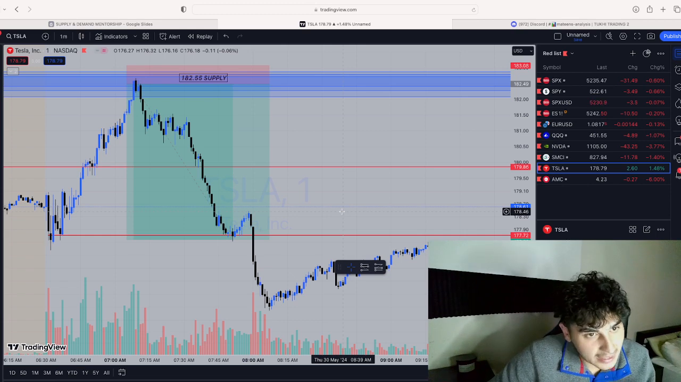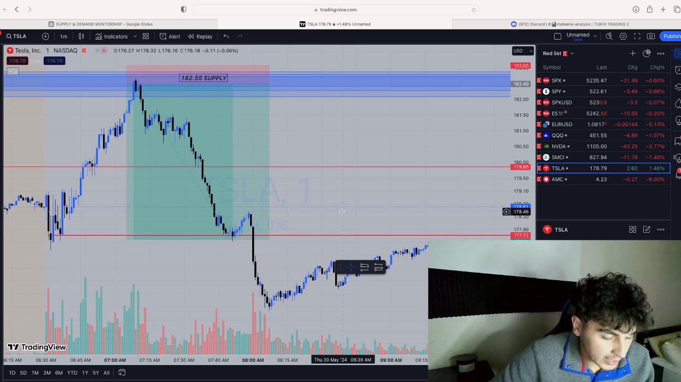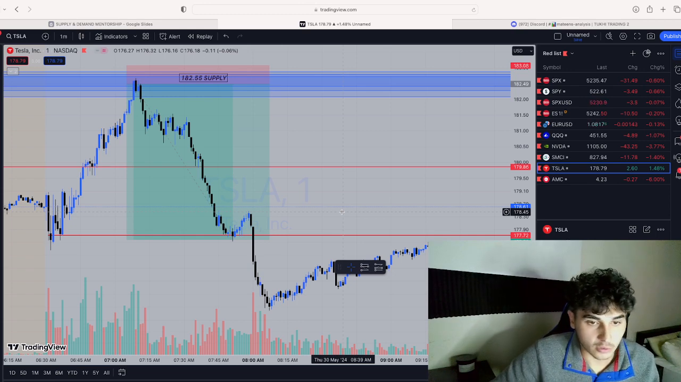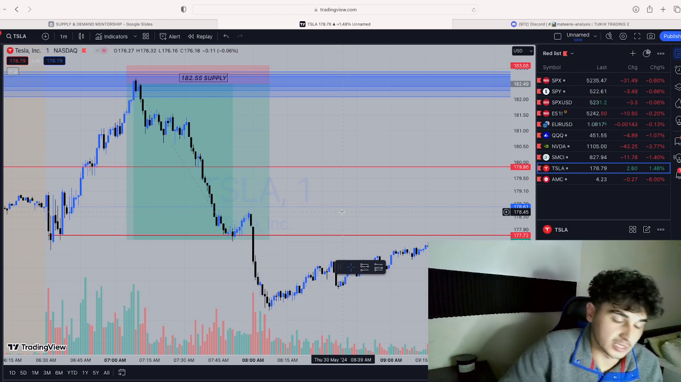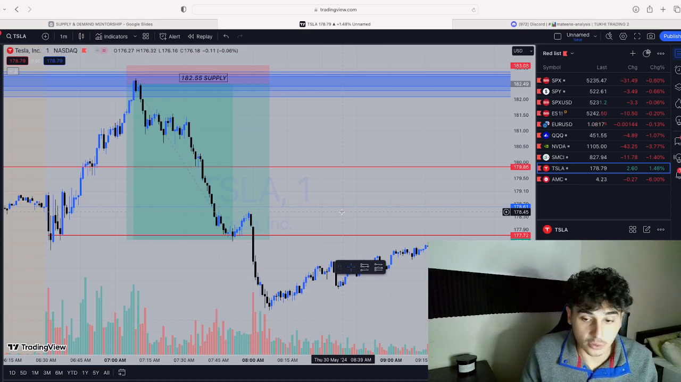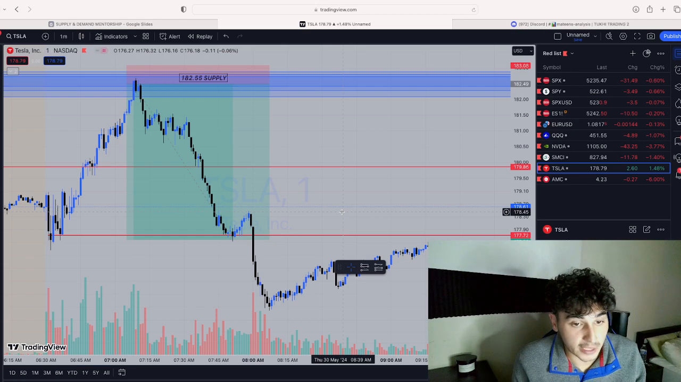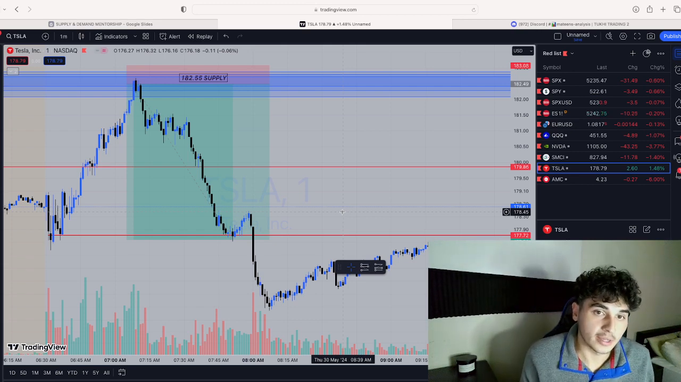Another big key thing is trading with order flow with supply and demand. That's also one of the biggest game changers and biggest confirmations that you can use. You don't need it, but it is a confirmation that can help you out a lot if you are having trouble.